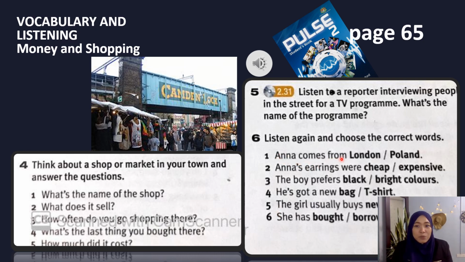Anna comes from which one? Okay, Anna's earrings were, the boy prefers, he's got a, the girl usually buys, she has? Yes. Okay, so you need to listen to this information carefully, all right, and choose the correct content that is needed here, right? Okay, ready?